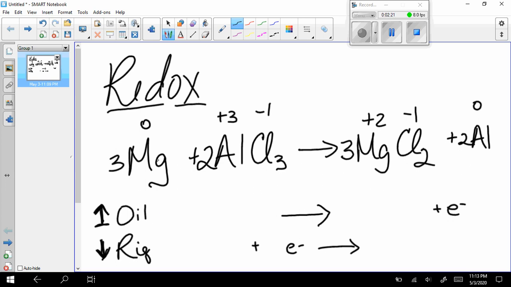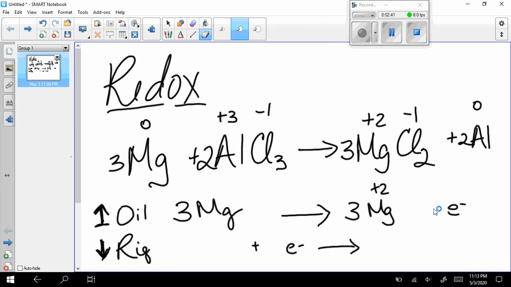All right, so let's look at whose charges went up, Mg. So I write it just as it is before the arrow, 3 Mg's. I don't have to put a 0 there, but if you like to, go ahead. After the arrow, it's 3 Mg's at plus 2. Now I got to figure out how many electrons I have lost. So I'm going to just move that little plus sign over a little bit so I have room.